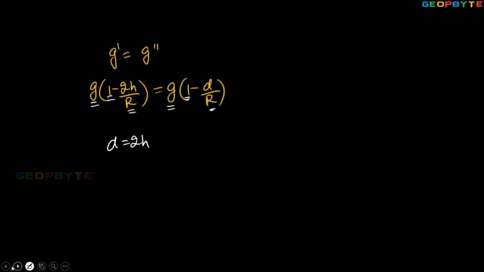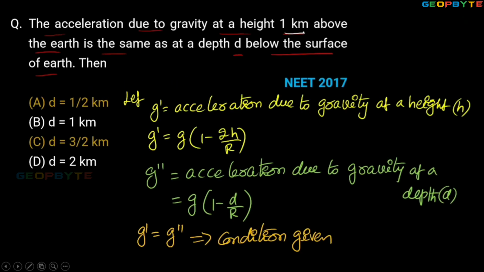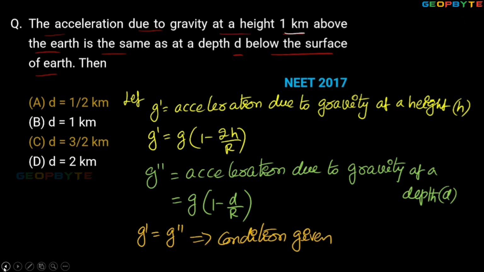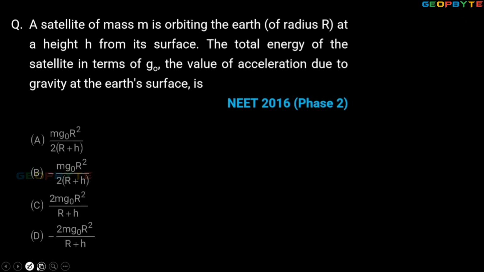But what is the height given? Look at the height given. Height given is 1 kilometer. h equal to 1 kilometer. It is equal to 2 into 1 kilometer equal to 2 kilometers. So acceleration due to gravity at a depth 2 kilometer equal to acceleration due to gravity at a height 1 kilometer. Option D is absolutely correct. Understood clearly? Yes.